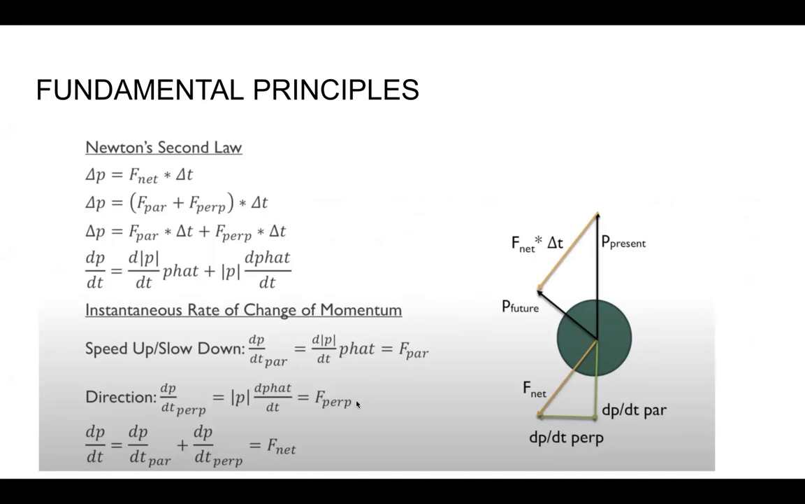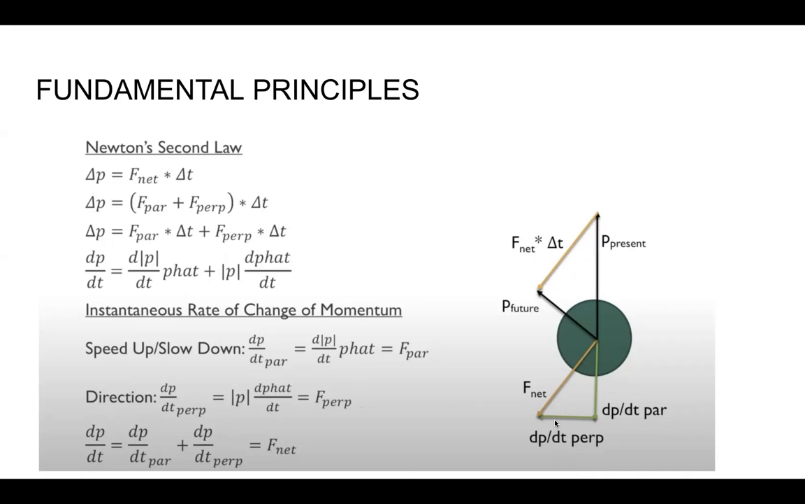This indicates that dp/dt parallel will always and only correspond to motion that is speeding up or slowing down. The perpendicular component will always make a 90-degree angle with the present momentum, which is represented by the change in direction, or p hat, of the momentum times the magnitude. This indicates that dp/dt perpendicular will always and only correspond to motion that is changing direction.